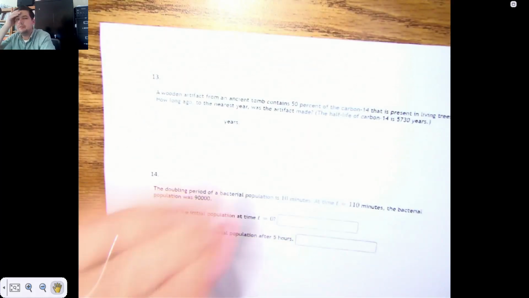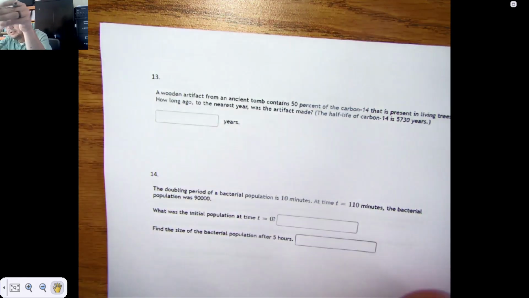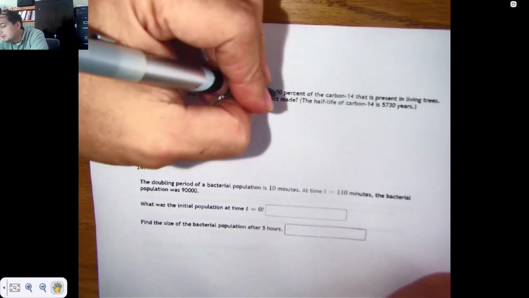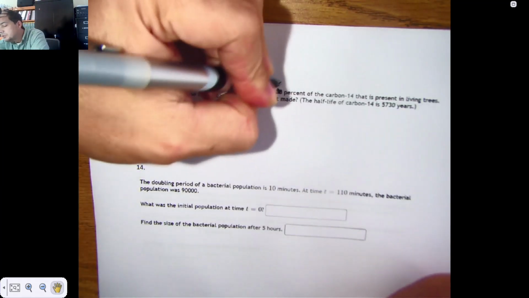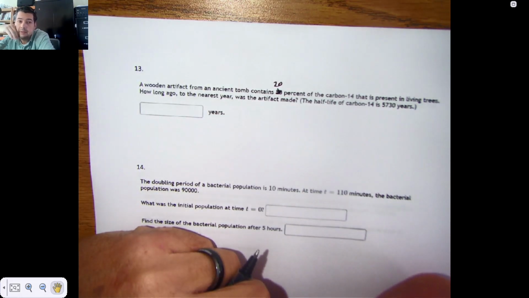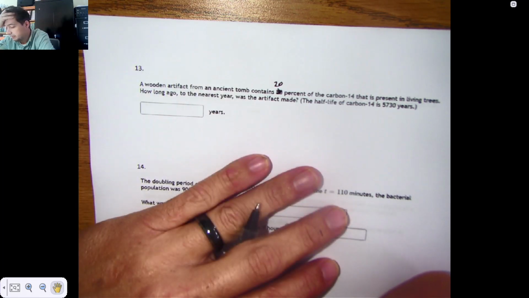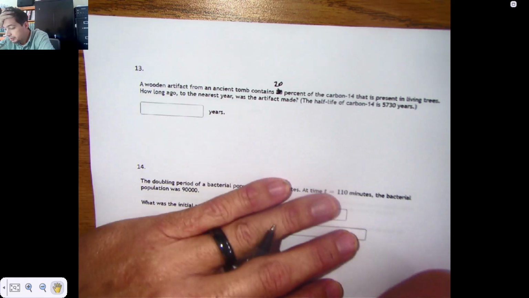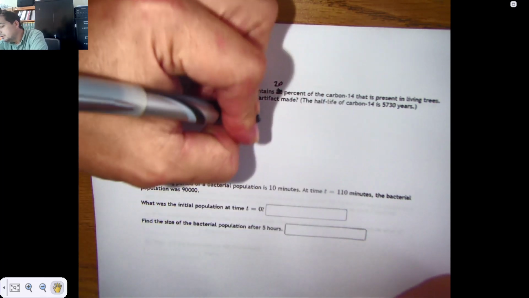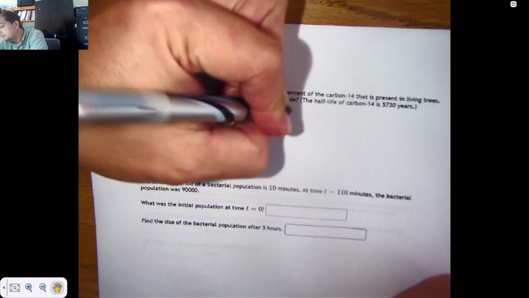13. A wooden artifact from an ancient tomb contains 20% of the carbon-14 that is present in living trees. How long ago, to the nearest year, was the artifact made? The half-life of carbon-14 is 5730. This problem is just so poorly written. You don't have to use PERT. You can use the straight-up half-life formula.